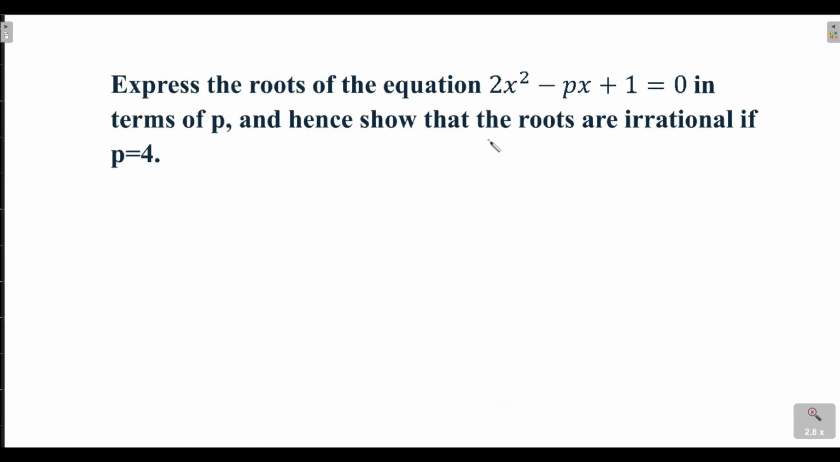In the next video tutorial, guys, I'm going to be slowly introducing you to the concepts of roots, so that when we start talking about the nature of roots, you really understand what I'm talking about. We're going to be looking at this equation, which says: express the roots of the equation 2x squared minus px plus 1 equal to 0 in terms of p, and hence show that the roots are irrational if p is equal to 4. You need to start looking at these types of questions, because they like asking them in your algebra. Please do this for homework. In the next video tutorial, we're going to be tackling this question together.